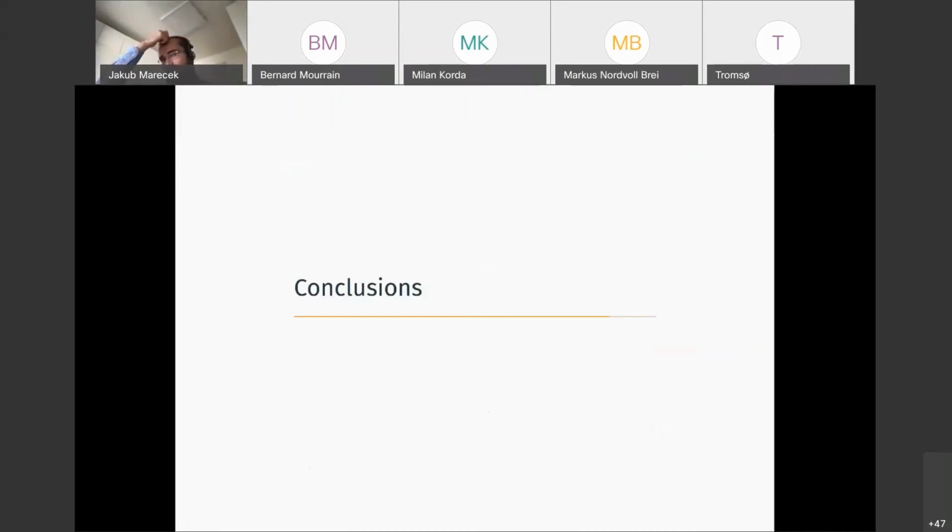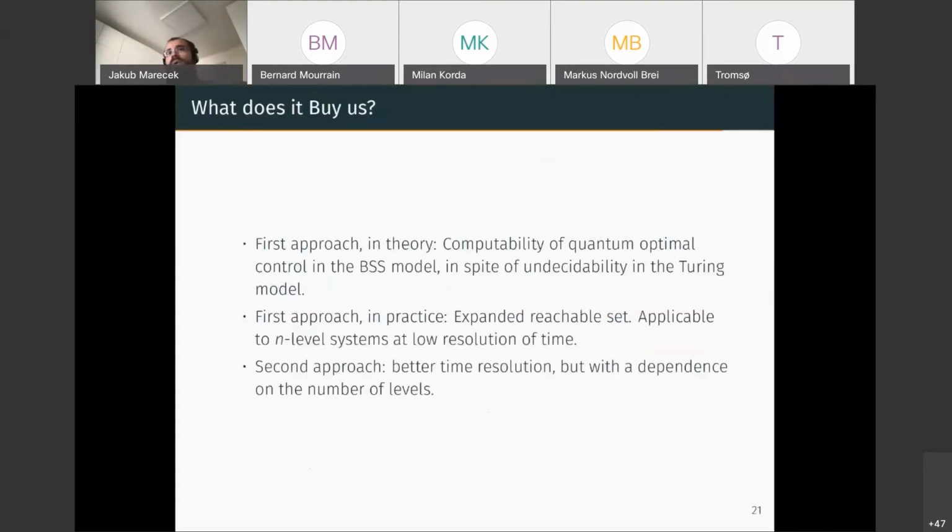So, to conclude, we have presented two approaches to quantum optimal control. The first approach, which was the bulk of the talk, has been showing the computability of quantum optimal control in the Blum-Shub-Smale model, in spite of the undecidability of the same problem in the Turing model. Even at that level, I think that's quite an important result, and it crucially utilizes non-commutative POP.